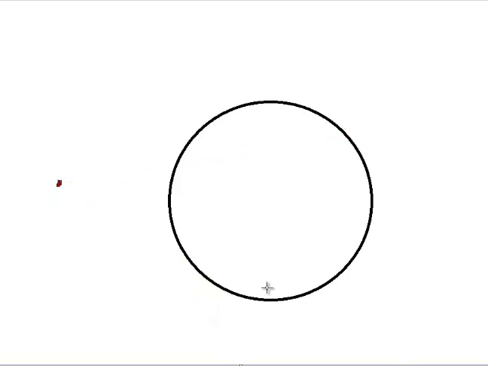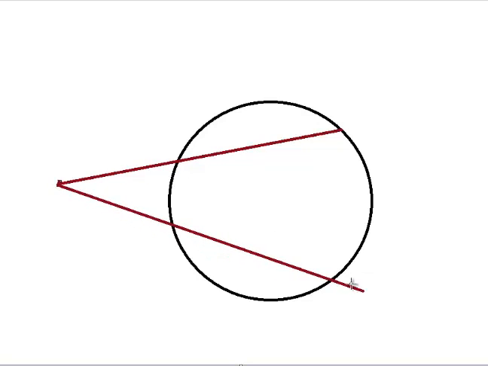The first rule has to do with angles, and this applies whether you're talking about a secant or a tangent, or one secant and one tangent. The rule is that if you have, let's say, two secants, or one secant and one tangent, and you want to know the angle of the two secants, this angle is equal to 1/2 of the difference between this arc and this arc.